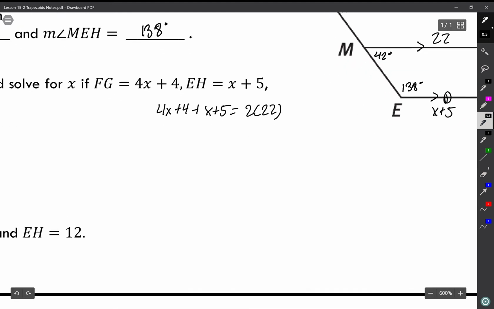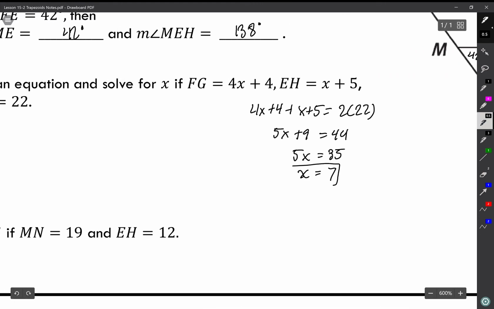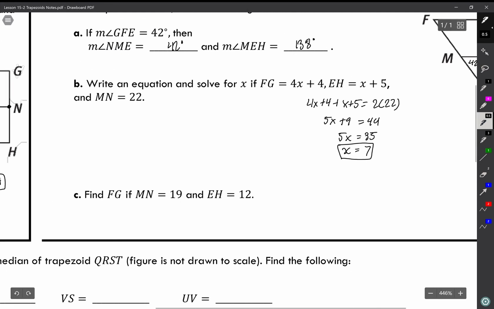Now let's solve. We have 5x plus 9 is equal to 44. 5x is going to be equal to 35, so x is just equal to 7. And that's all we were asked to find, is x. So we're done. All right, part C.